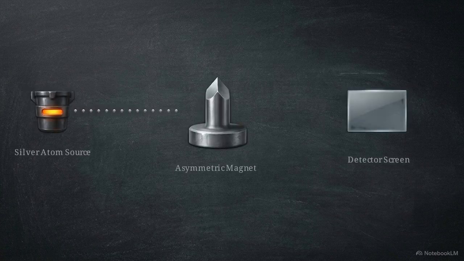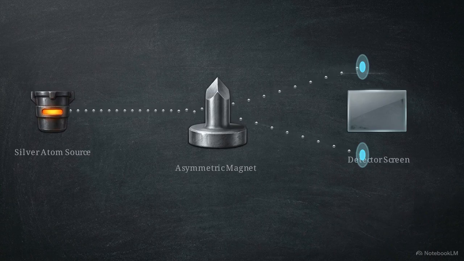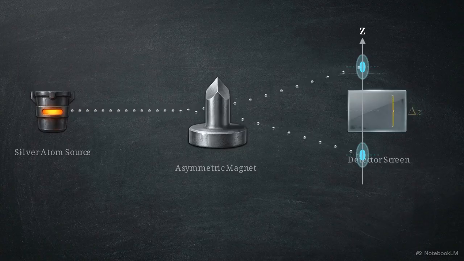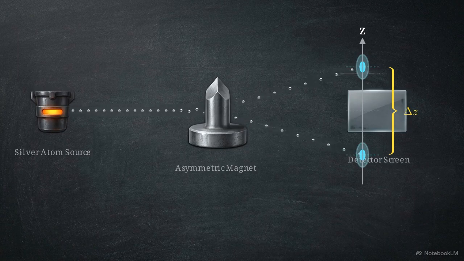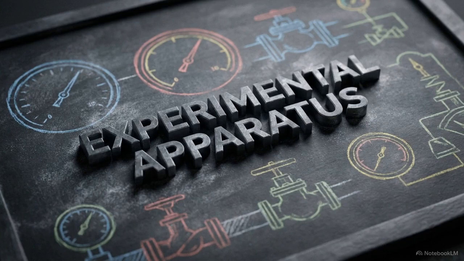In 1922, the Stern Gerlach experiment fired a beam of silver atoms through an inhomogeneous magnetic field and split it in two. While the setup was designed to test space quantization, it inadvertently captured the exact data needed to calculate the electron's intrinsic magnetic moment. To understand the math, we have to look at the hardware.